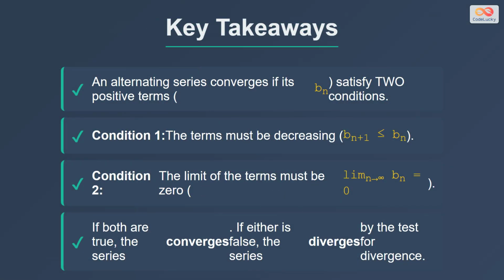So, to summarize everything, an alternating series is proven to converge if it meets two critical conditions. 1, its terms must be non-increasing. 2, the limit of its terms must go to 0. If both are true, it converges. If the second condition is false, we know it diverges by the test for divergence.